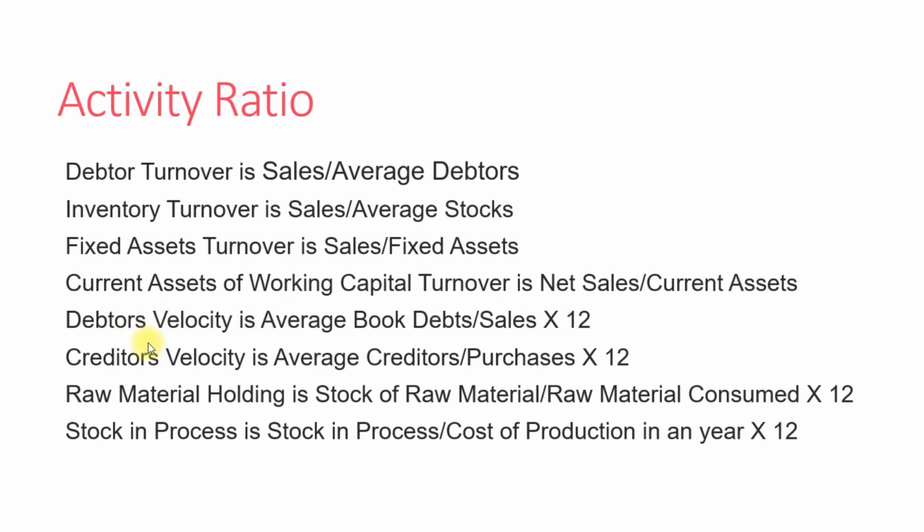Debtors velocity is average book debts by sales into 12. Creditors velocity is average creditors by purchases into 12. Debtors velocity is an indication of how long a firm takes in recovering the amount of credit sales. Average book debts are basically sales on credit, so how long it takes to recover those credit sales is debtors velocity. Creditors velocity is a pattern of payment of dues to sundry creditors. Raw material holding is stock of raw materials by raw material consumed into 12 months in a year. Stock in process is stock in process by cost of production in a year into 12. So this completes activity ratio.